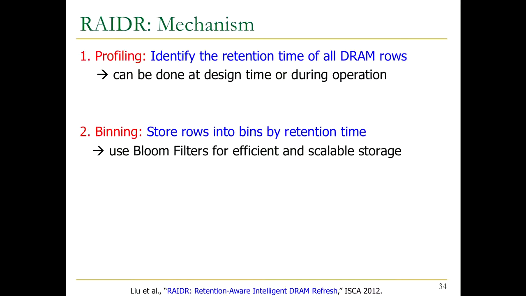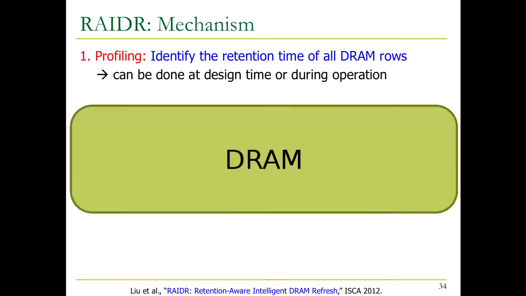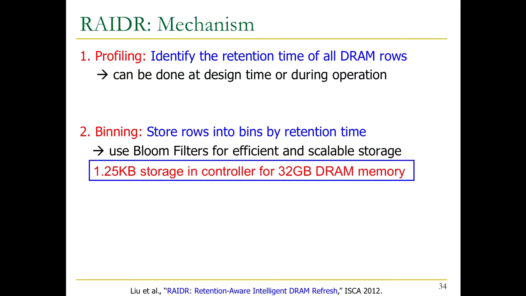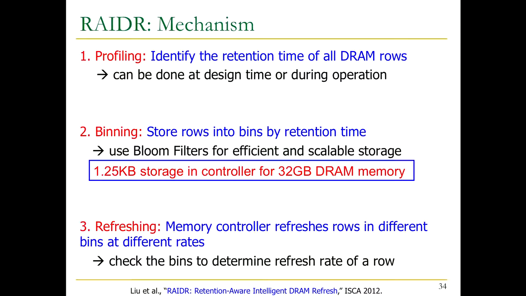Bloom filters are one answer, but I'm not going to go into this. It's a very cool idea. I'll give an example of this later on in one of the lectures. But basically, you use some mechanism to distinguish between these, and you can have very little storage cost. And then the memory controller, when it needs to refresh something, asks: should I refresh this row every 64 milliseconds or every 256 milliseconds? It looks at the bit for that row. If the bit is 1, it says, oh, 256 milliseconds. If the bit is 0, it refreshes every 64 milliseconds. Okay? You can think about how to design that circuit later on.